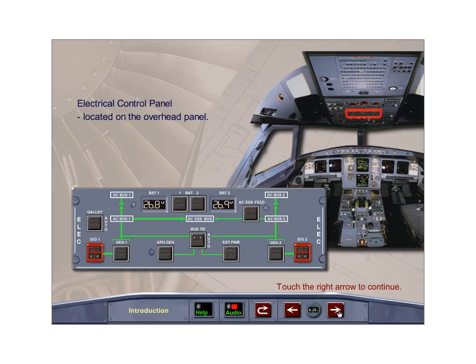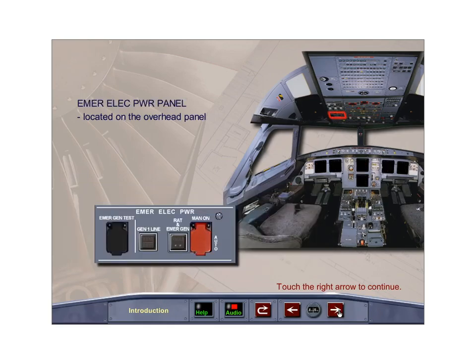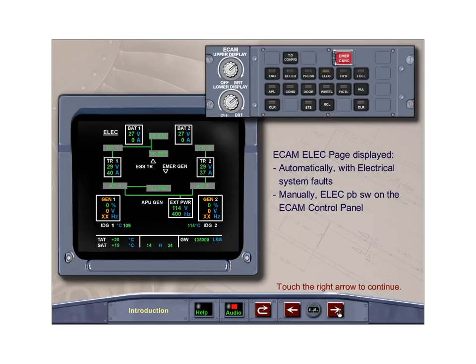The electrical control panel is located on the overhead panel. The emergency electrical power panel is located on the left side of the overhead panel. The ECAM electrical page is automatically displayed in the event of an electrical fault, or can be displayed by pressing the electrical push-button switch on the ECAM control panel.